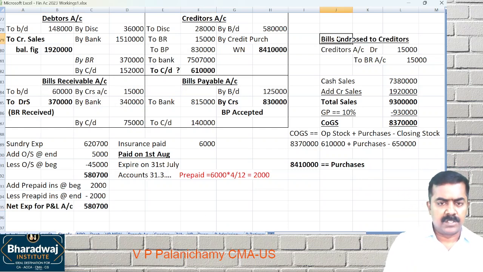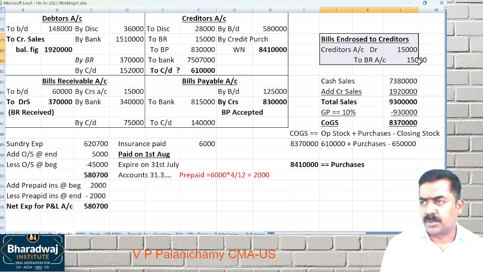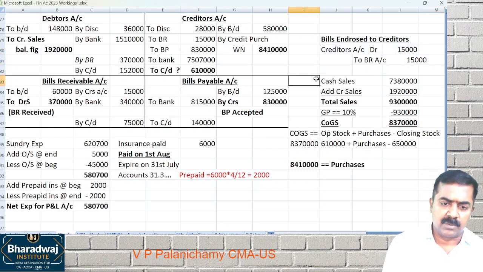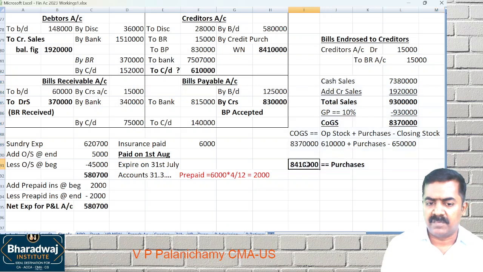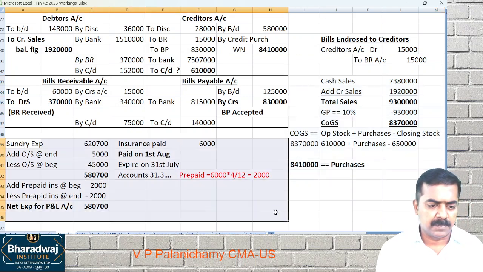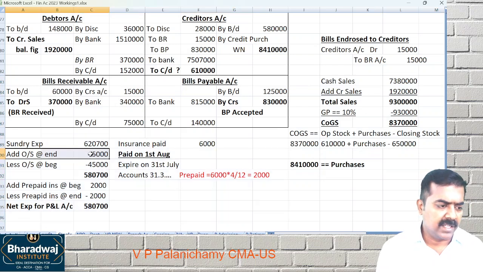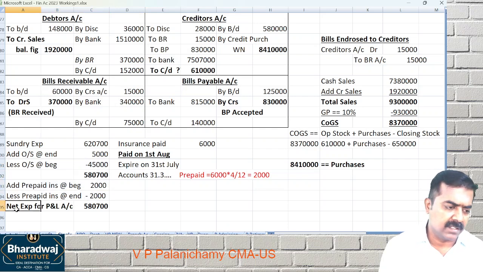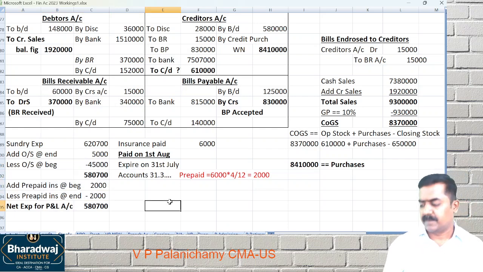What is extra in this question? Bills endorsed to creditors is the extra thing. And purchases we cannot work out directly; based on the gross profit margin we work out purchases. Sundry expenses we adjust: outstanding at the end minus outstanding at the beginning, insurance prepaid at the beginning minus prepaid at the end, and you get the net expense for the P&L account. Take up this.